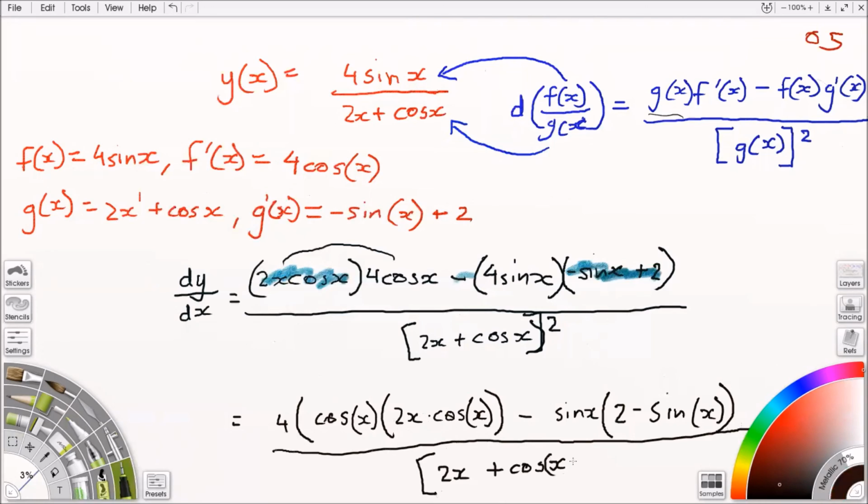Cos x squared, and I'm just going to quickly alt tab across. Oh, of course. This is actually a plus. Whoops. Plus cos x. Didn't do that one. Yeah. All right, so that question's now right.